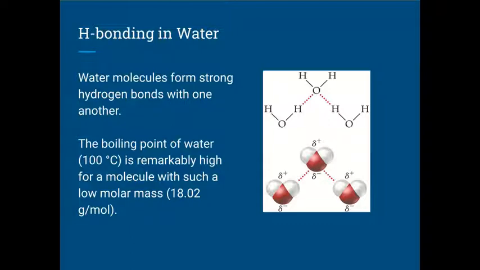Hydrogen bonding is also the strongest intermolecular force in water. Water molecules form strong hydrogen bonds with one another. The boiling point of water, which is 100 degrees Celsius, is really high for a molecule that has such a low molar mass. If you think, it's only 18 grams per mole, that's pretty small. But they're held very strongly together because of that hydrogen bonding between the water molecules. So those water molecules are really attracted to each other, so it takes a lot of energy to separate them from each other.